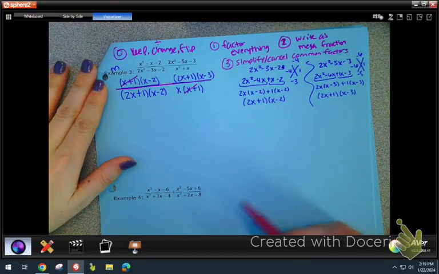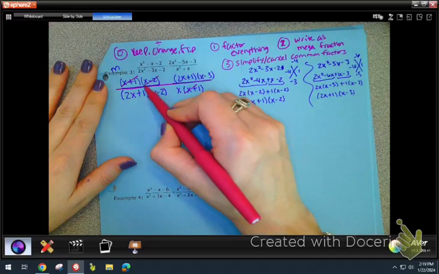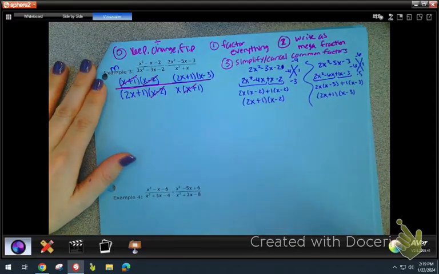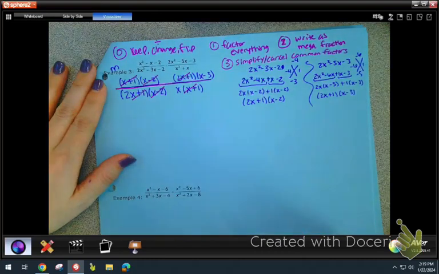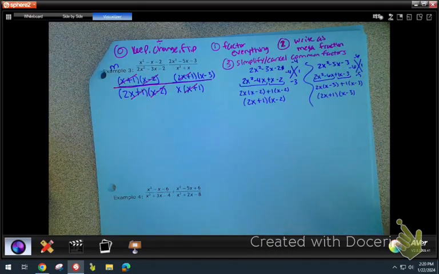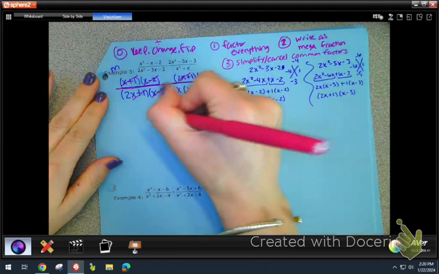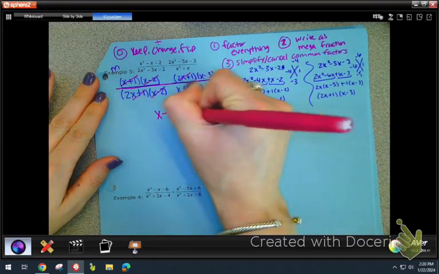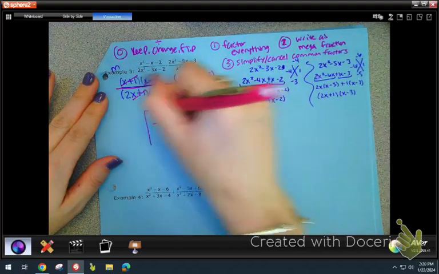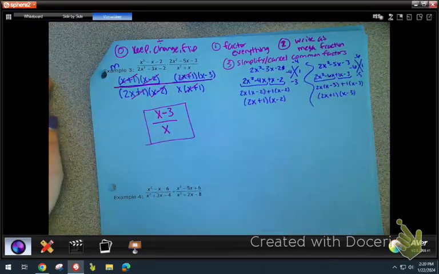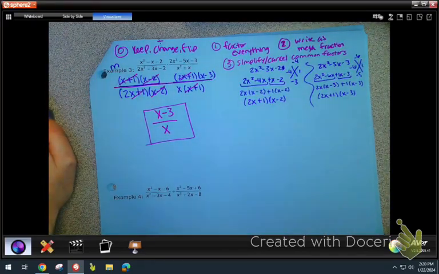Anything else? The x minus 2's. 1 and 1. 2x plus 1? The 2x plus 1. 1 and 1. Anything else? No. So what is left on the top? x minus 3. What's left on the bottom? x. There's your answer. I can rock with it so far. Okay? That's basically what it is.